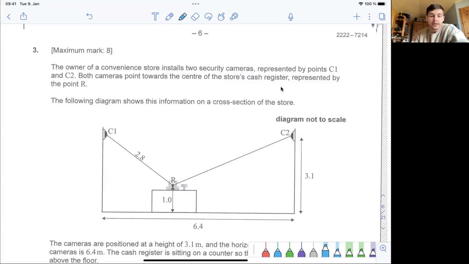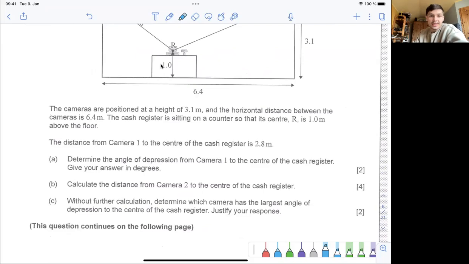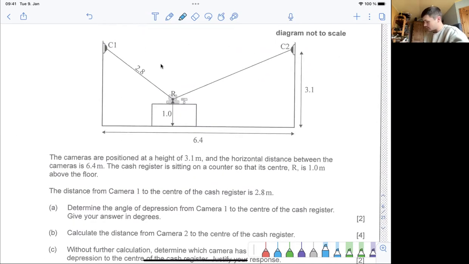Question 3. The owner of a convenience store installs two security cameras represented by point C1 and C2. Both cameras point towards the center of the store's cash register, represented by the point R. The following diagram shows this information on a cross-section of the store. The cameras are positioned at a height of 3.1 meters, and the horizontal distance between the cameras is 6.4 meters. The cash register is sitting on a counter so that its center R is 1 meter above the floor. The distance from camera 1 to the center of the cash register is 2.8 meters. And all nicely shown in this diagram above.